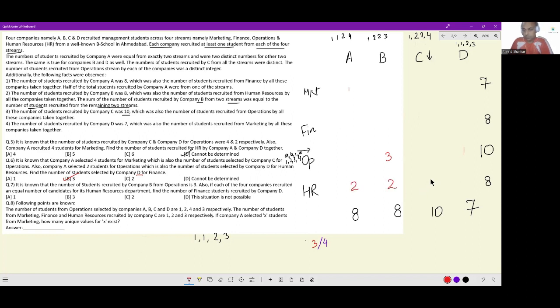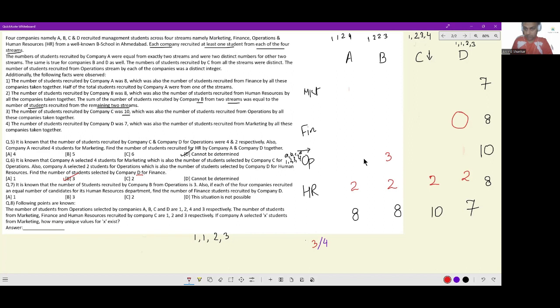2, 2, and 2, and 2. Okay. Each of the companies recruited 2 people into its human resource department. Find the number of finance students recruited by company D. Again, we are looking for this number. Okay. But this is an unacceptable case. Look at this. I'm looking at the operations line. Operations is supposed to have 2 somewhere.